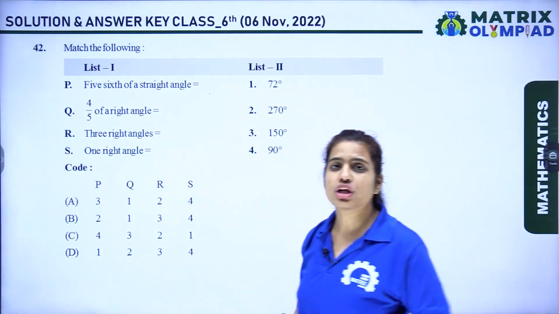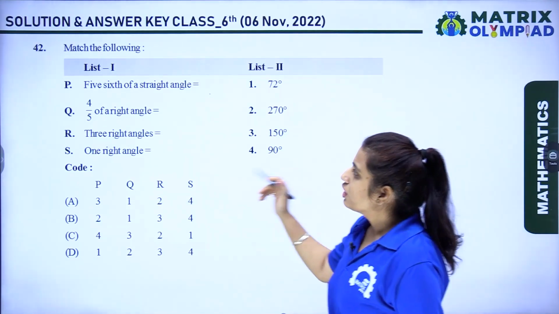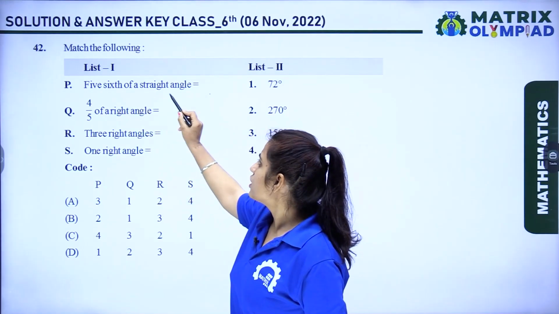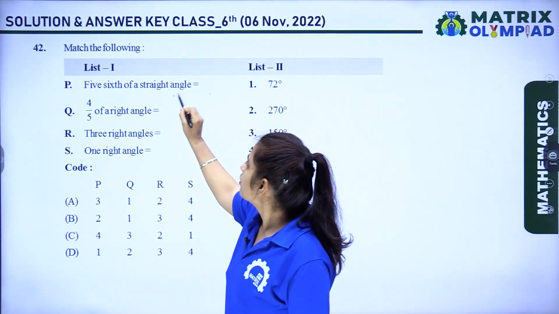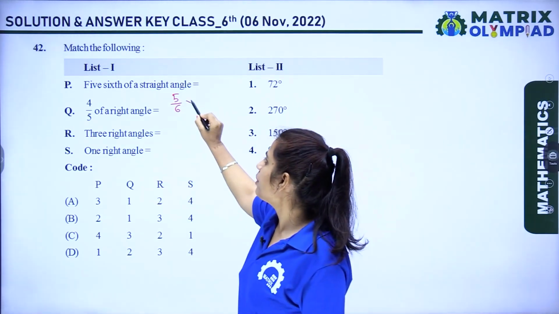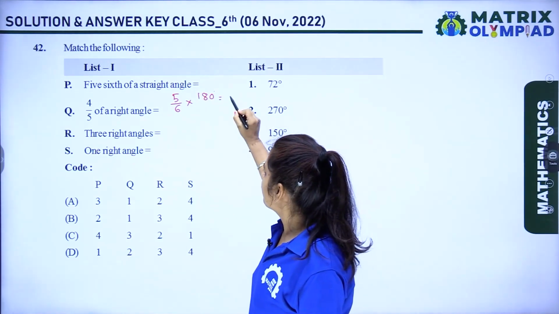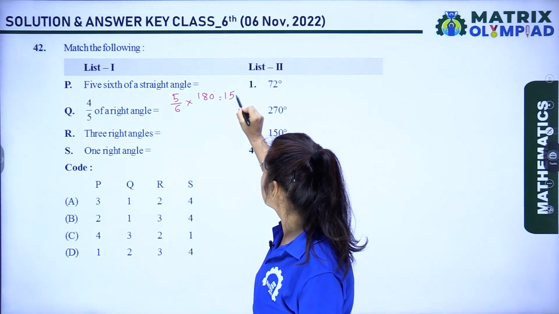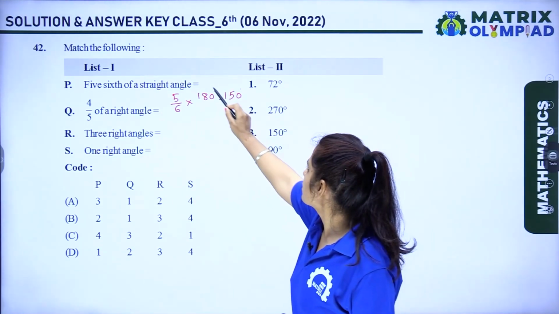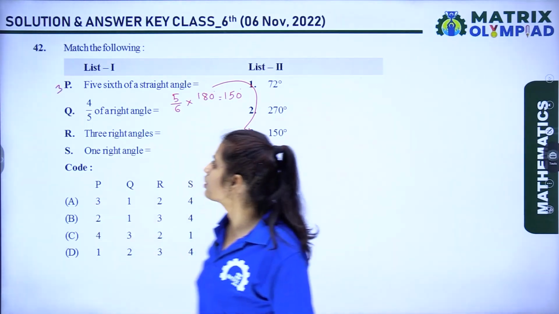So option C is the correct answer. Now let's solve question number 42. Question number 42 is again a match the following. Now in list 1, P part is 5/6 of a straight angle, which is equal to 5 upon 6 multiplied by straight angle, 180 degree. After doing the calculation we get 150 degree. So part P is matched with part 3. So the answer of P is 3.